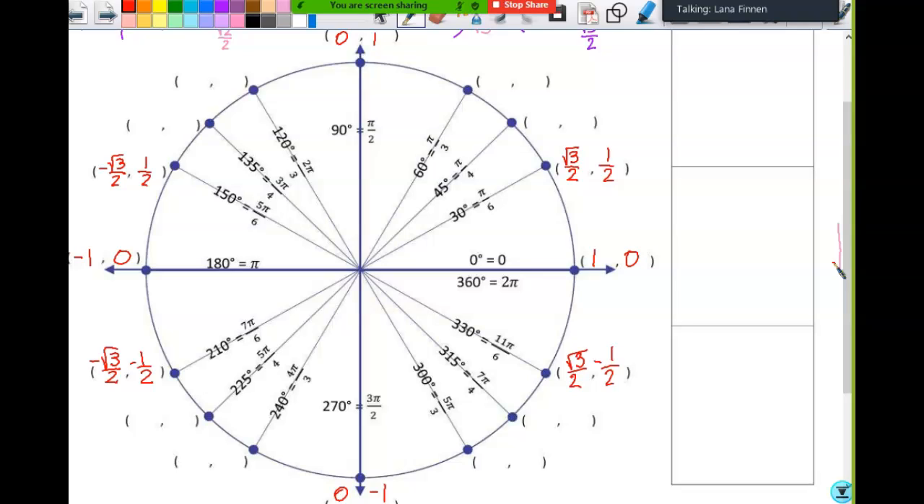When you get to all of your pi fourths angles, the x and the y value are the same, and it's square root of 2 over 2. So square root of 2 over 2, square root of 2 over 2, and then again, you just got to get your signs correct. In quadrant 2, negative square root of 2 over 2, positive square root of 2 over 2. In quadrant 3, negative, negative. In quadrant 4, positive, negative. And then you go ahead and fill in your pi thirds.